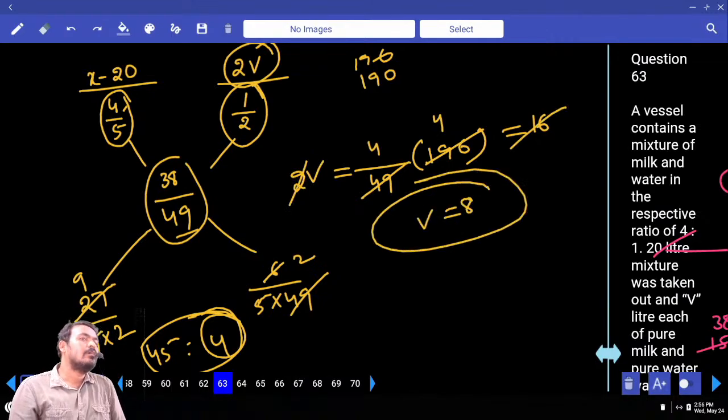8, or not? If you take the equation method, two unknowns are there. 5 parts, 4 parts, 1 part. 2 unknowns or only 1 unknown? 2 unknowns.